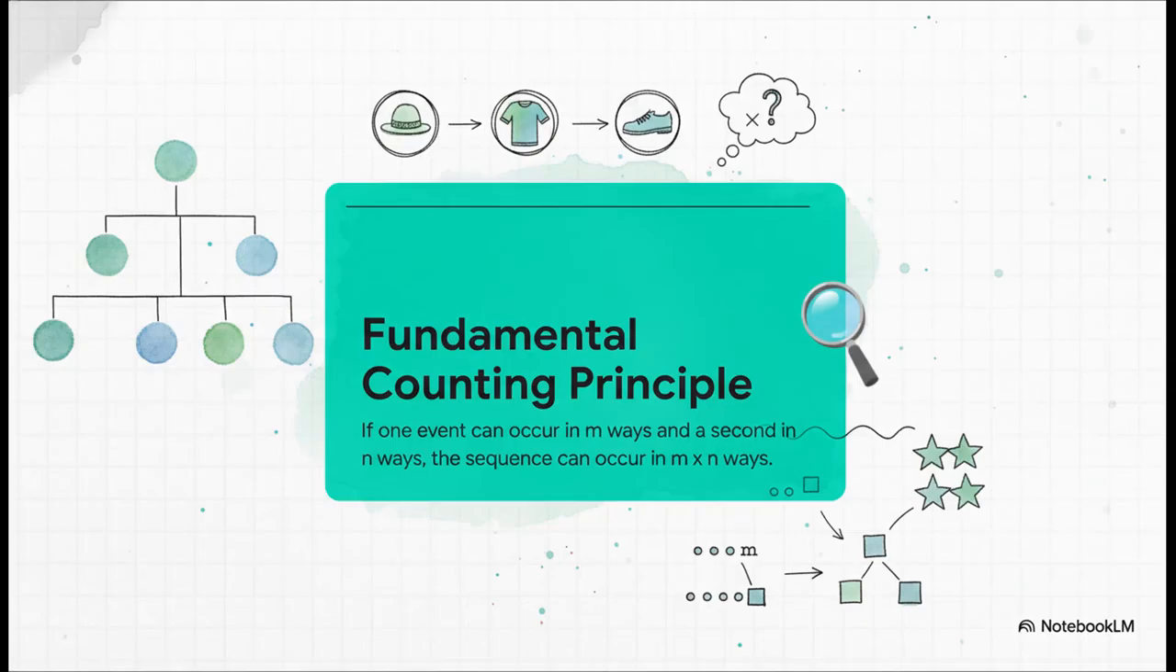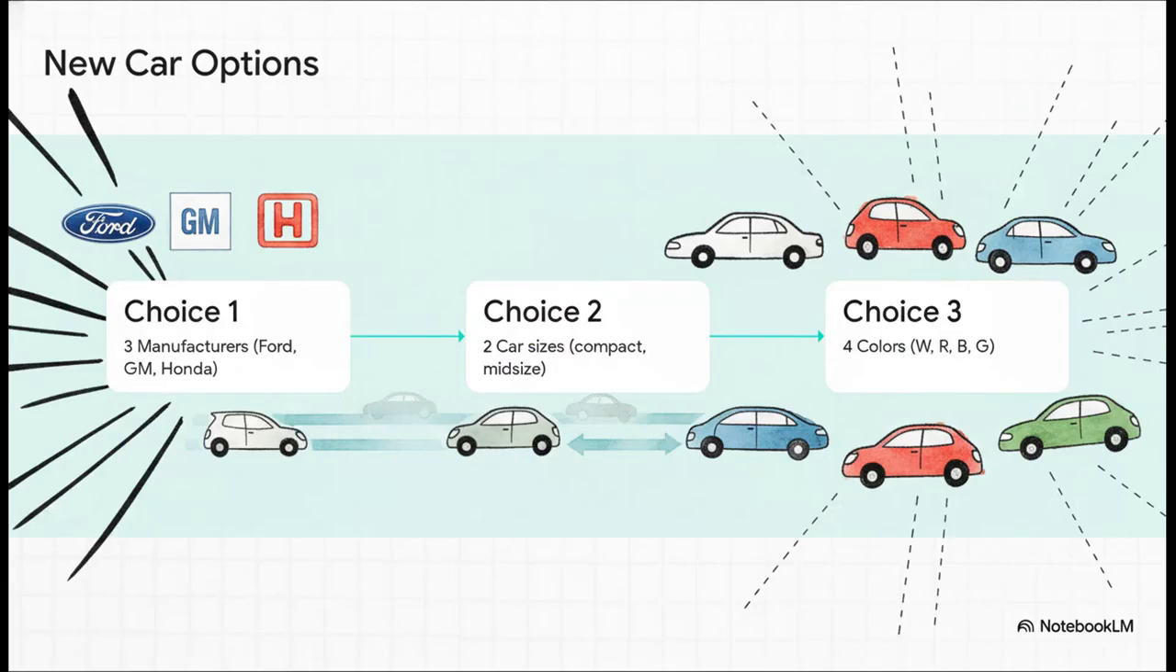And this is where the fundamental counting principle comes in. Honestly, think of it as a superpower for calculating possibilities without drawing a single thing. The logic is so simple. You just multiply the number of options you have for each step in a sequence. Let's use this on that car buying example. You've got a series of choices to make. First, you pick from 3 different manufacturers.